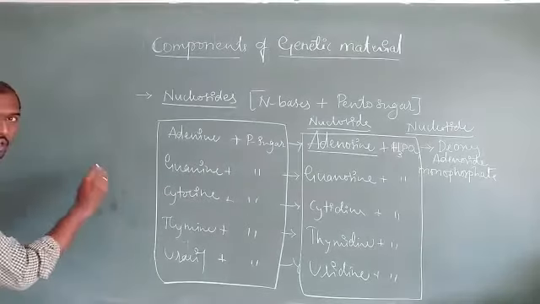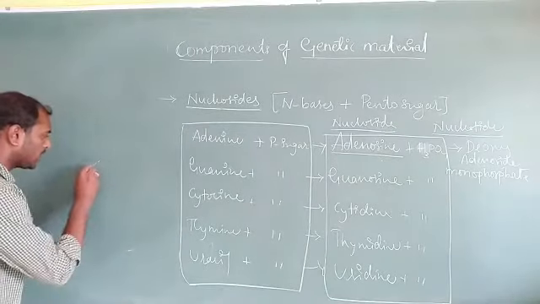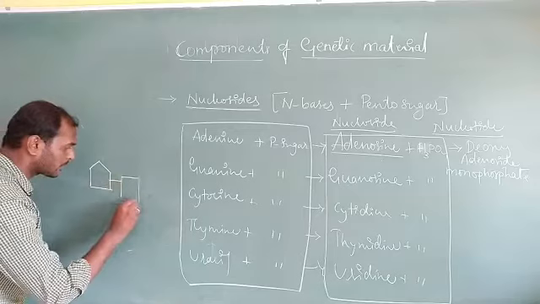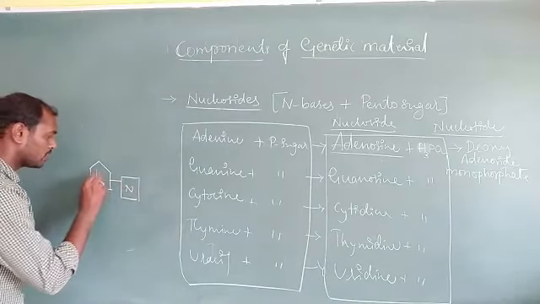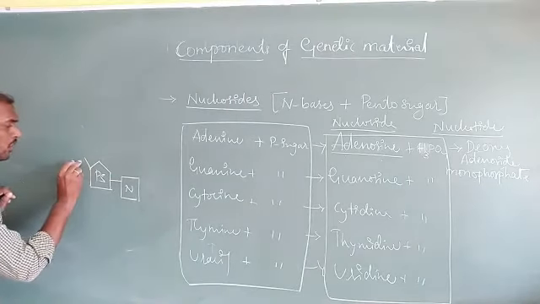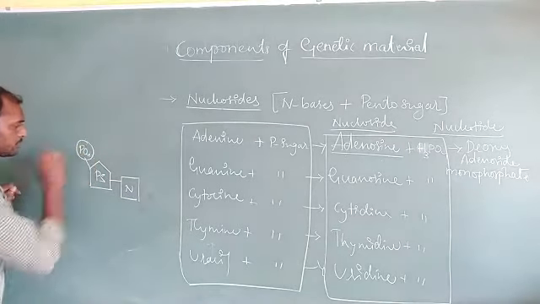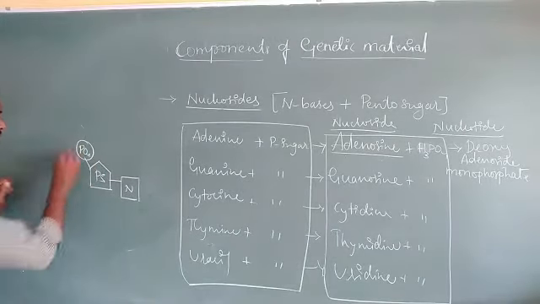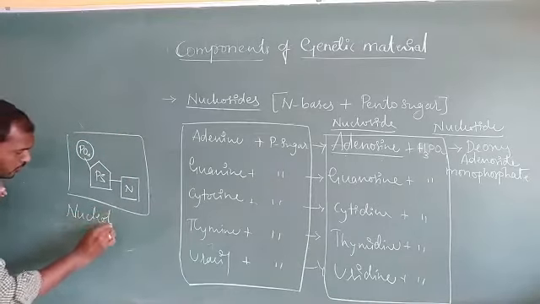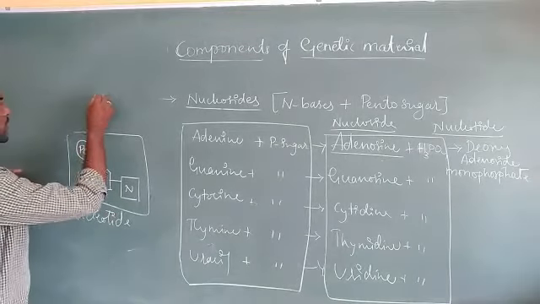So what is that? Just consider this one is a pentose sugar attached with any nitrogen base. This is the pentose sugar, the nitrogen base, and the fifth position of the pentose sugar is with the phosphate. This is a minimized structure. This is what we call a nucleotide. So this nucleotide is going to react with one more nucleotide.